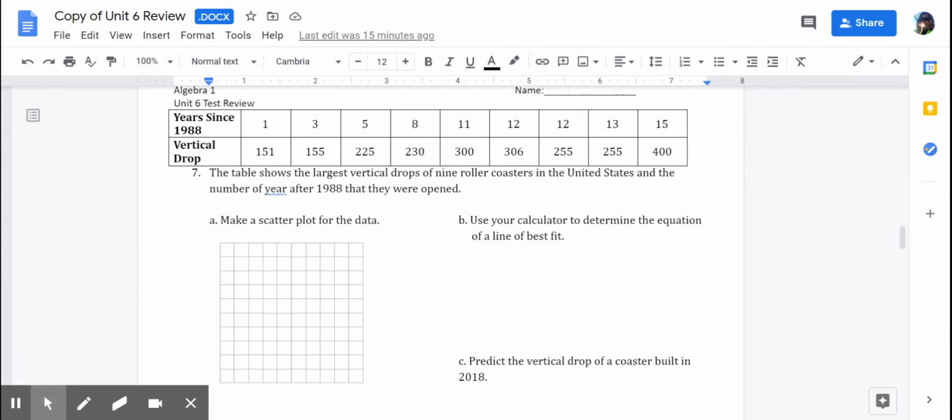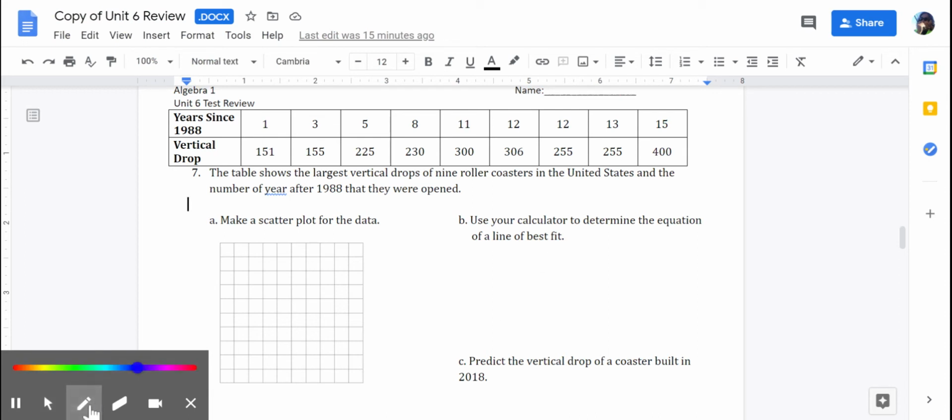Number 7, they want us to look at the regression equation for years since 1988 and the vertical drop of a roller coaster. You'll notice it says here we want to find the line of best fit. If I'm looking for the line of best fit, that is really asking me for the linear regression. So how do we know when to use exponential and linear? Well, if it says line, then we know that's linear.